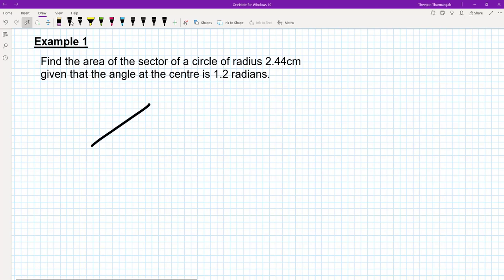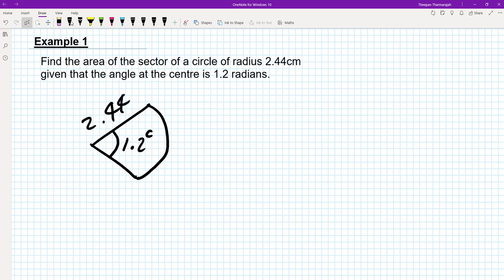So we're going to draw a sector like so, and say that the angle at the center here is 1.2 radians. Don't forget the c means radians, and that the radius is 2.44 centimeters. So we can write that here as well.